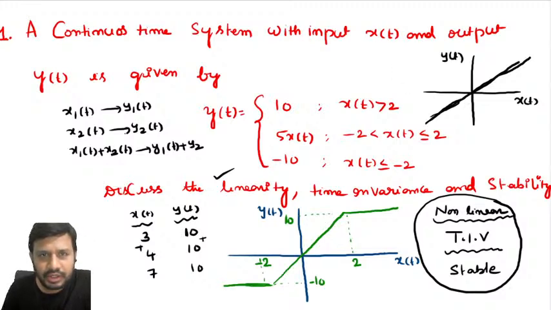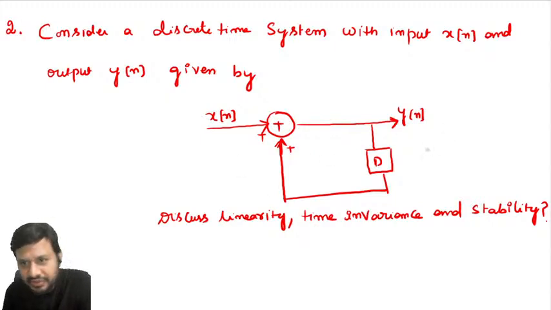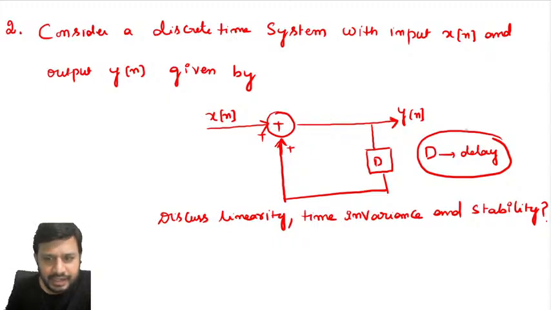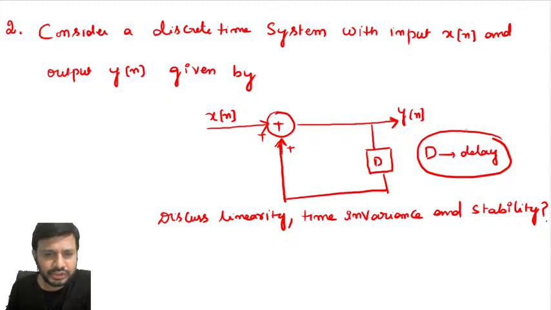Fine. Let's go to the next question. Observe here, all of you. He has given a different kind of question here. Consider discrete time system with input x of n and output y of n given by. This is the discrete time system. Here D denotes delay. D means delay here. Discuss linearity, time invariance and stability. Try to solve this one, all of you. Our marathon questions will always be different from the normal questions.